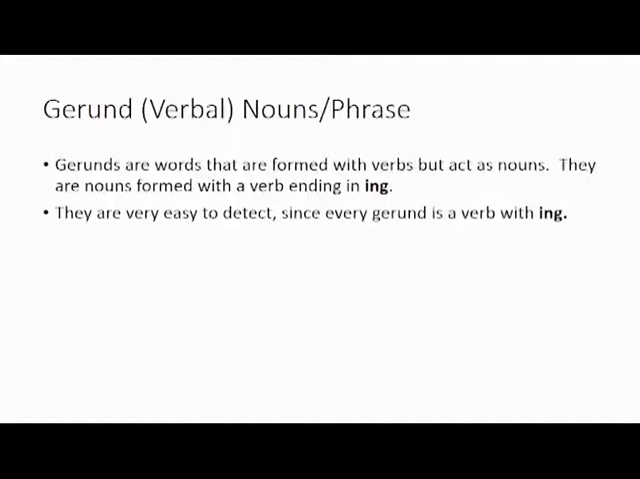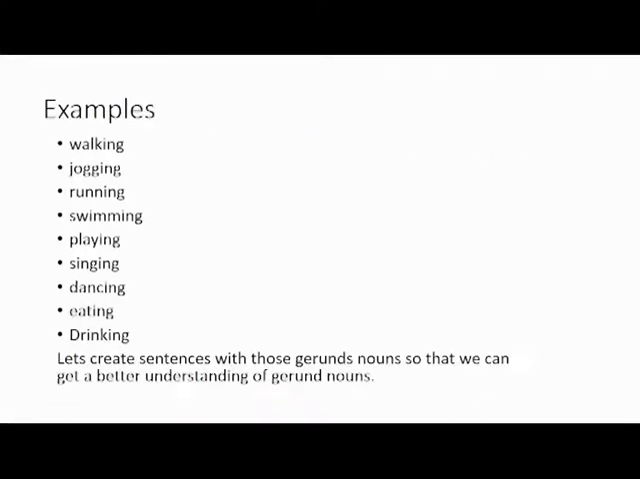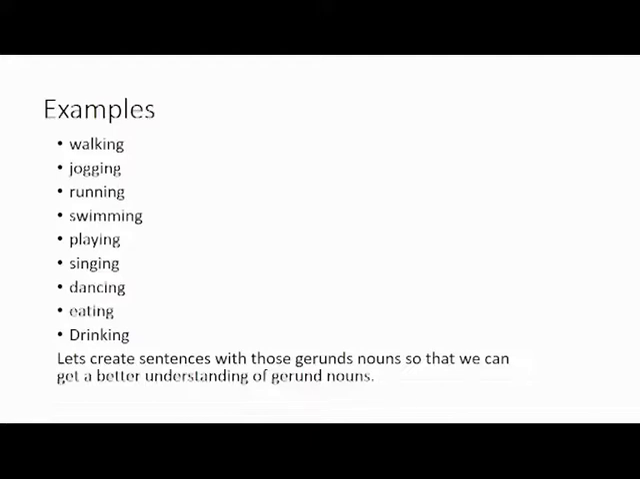And then we have gerund nouns or phrases. Gerunds are words that are formed with verbs, but act as nouns. They are nouns formed with the verb ending with ing. They are very easy to detect since every gerund is a verb with an ing. For example, walking, jogging, running, swimming, playing, singing, dancing, eating, drinking. So all of these words are what we call gerund nouns.